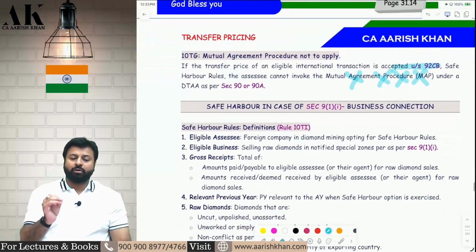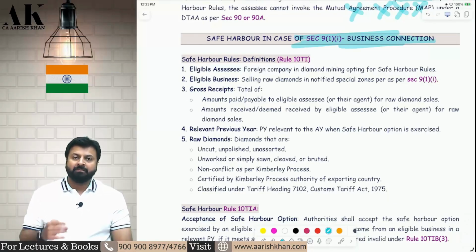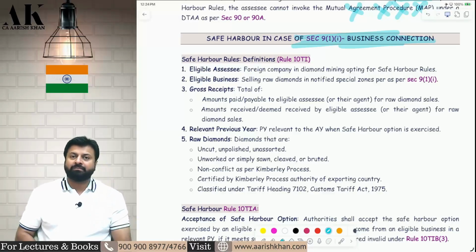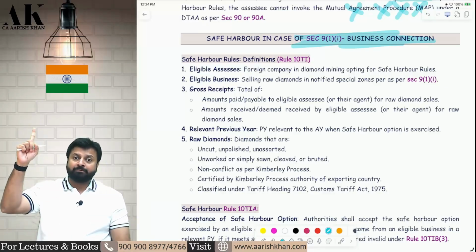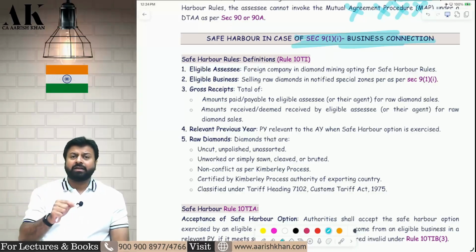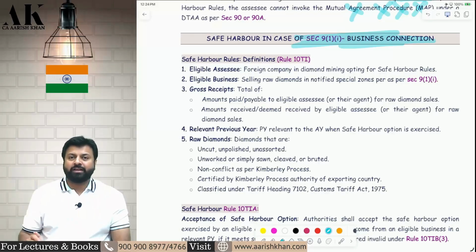So this is what your safe harbor rule of transfer pricing is all about. Now we will talk about the safe harbor rule of business connection, 9(1)(i). Now this is applicable to certain businesses. If you remember, we did in section 9(1)(i) in the non-resident taxation chapter earlier that if there is a foreign company which is coming to Mumbai, Bharat Diamond Bourse, or going to Gujarat Diamond Bourse, Surat, and they are displaying their uncut and unpolished diamonds, raw diamonds, then that does not amount to business connection. Remember, if they confine their activities to display of uncut and unpolished diamonds, then that does not amount to business connection. Do you remember that? I hope you remember that.